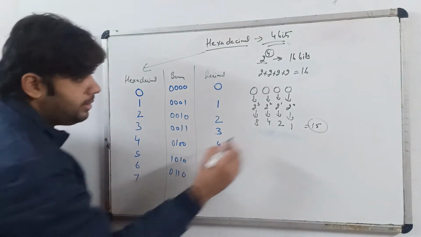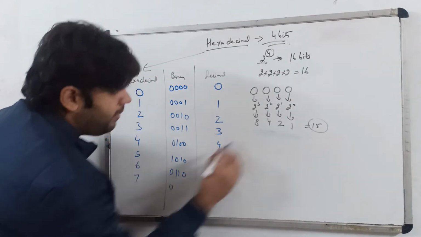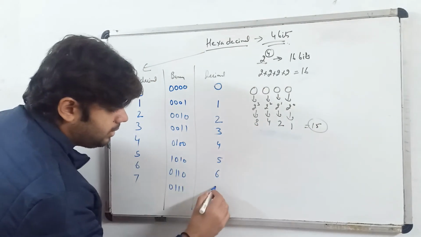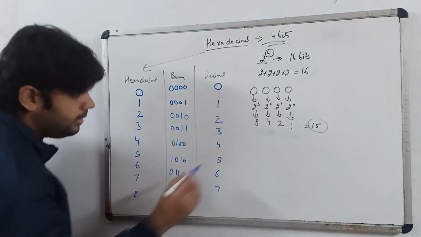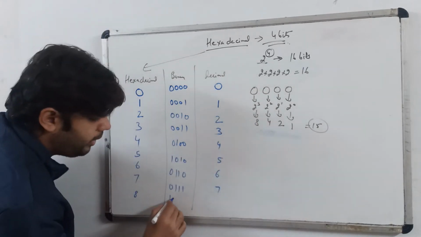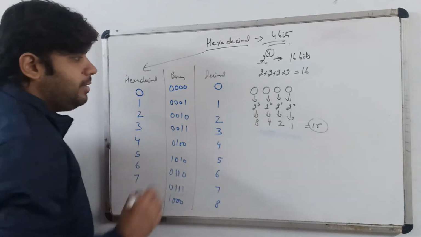Now we can go for 7. So we need to turn this on, this is less than, so we can turn off the first one. Then 4 plus 2 is 6, plus 1 is 7. So we turn on like this, and this is 7. Then we can go for 8. The first bit value is 8. We need to turn on one and the rest is off, like 8. Okay, fine. This is the way.